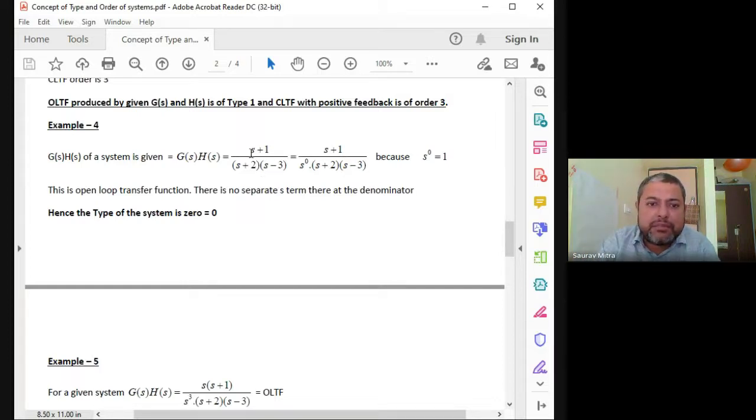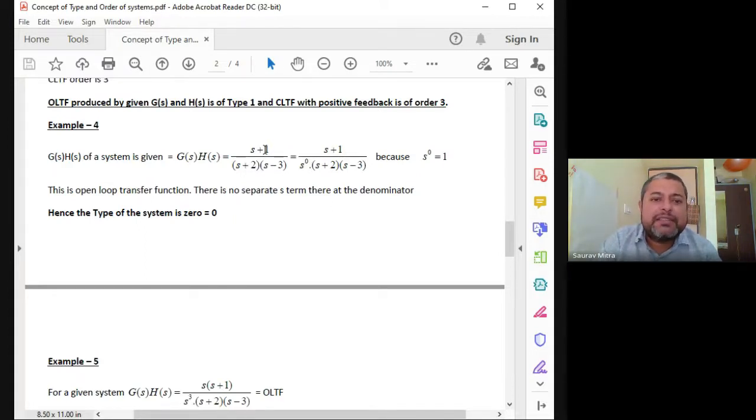This you have to understand because (s plus 1) by (s plus 2)(s plus 3). How many s are there at the origin? So this is s raised to 0. This is the extra term I have added just to show you what is the power of s in the denominator. So s raised to 0 is always 1, anything raised to 0 is 1.